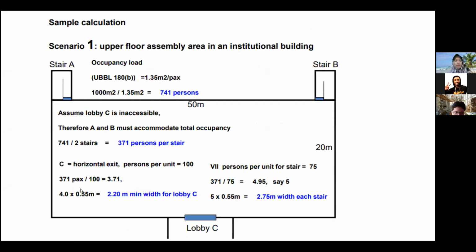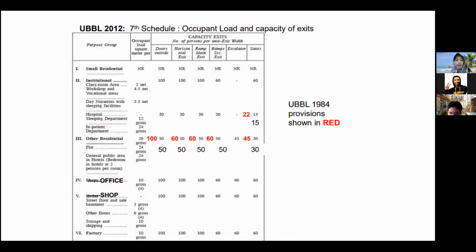So what happened? This 371 persons per staircase, you divide by 100. You get the 100 from Schedule 7 just now. The 100 is given for the horizontal exit. This 100 is in the schedule. You don't ask me why 100, because it is already stated.